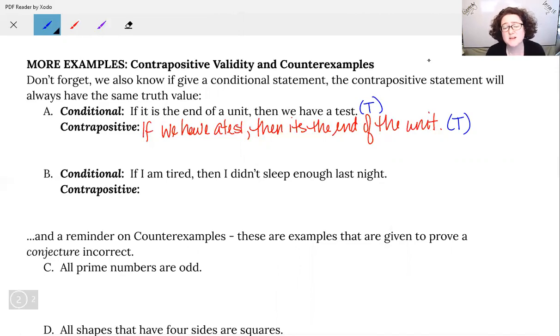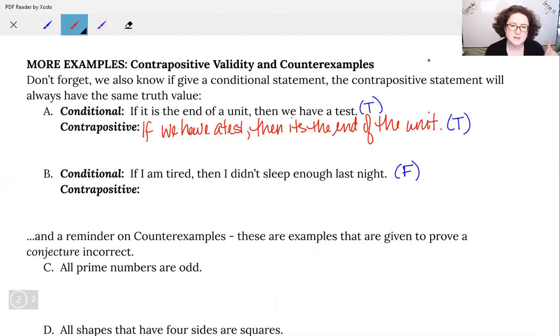Well, yeah, that's a possibility, because maybe you did a lot of exercise the previous day, or maybe, unfortunately, you're starting to come down with, hopefully not something horrible, but maybe a cold, and your body just needs more sleep. So if I start with this conditional statement, I'm not convinced that that's a true statement. So that's a false statement. So let's see what happens with our contrapositive.